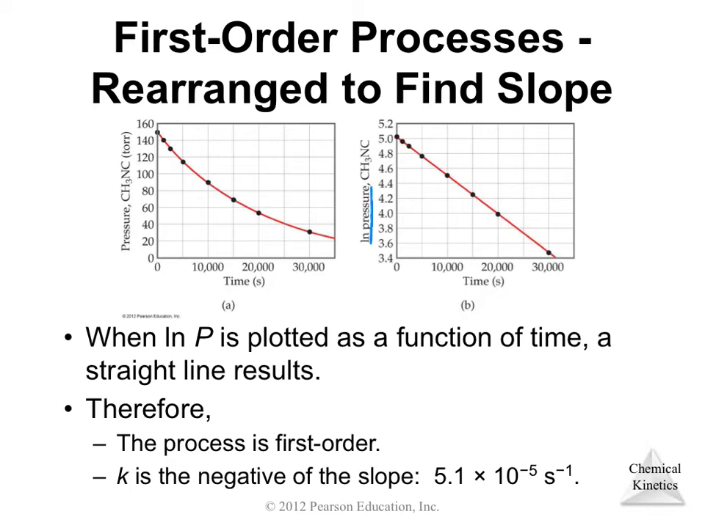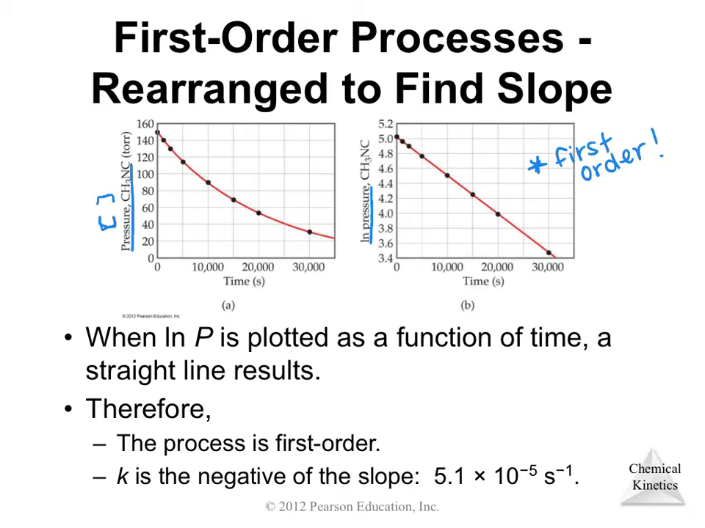and in this case we measured pressure to tell how much we had, and we're going to graph that. So we went from just the pressure of the CH3NC, which is a way that we can measure concentration of a gas, and we converted it into the natural log. And when we did that, we did find a straight line. So when the natural log of the pressure is plotted as a function of time, we did get a straight line. This tells us that it is a first order reaction. Yay! Okay, so the process is first order.